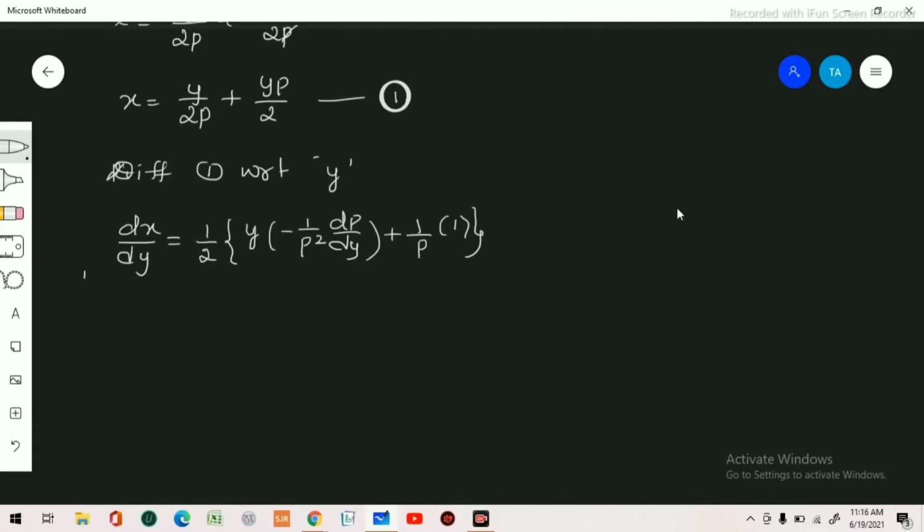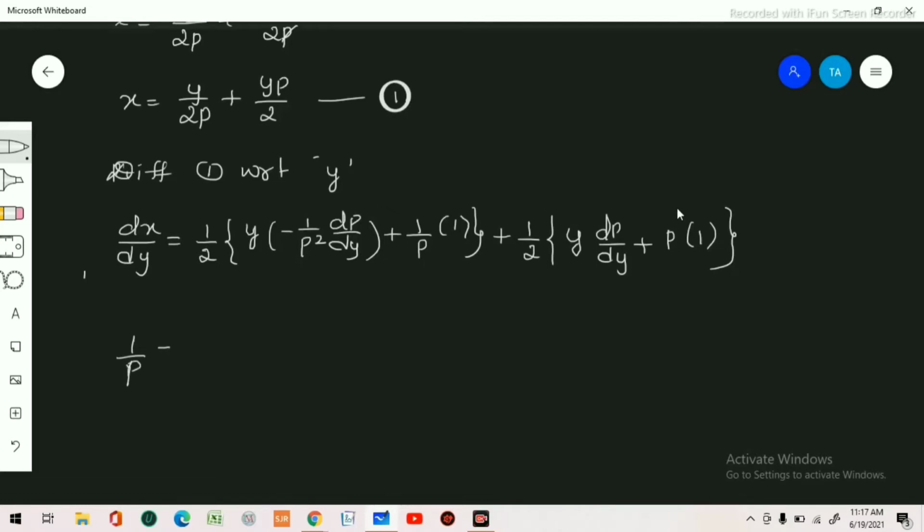Second part is also similar to that. Just see that half I'm keeping outside. First function I'm keeping as it is. Differentiation of second function is dp by dy, plus second function as it is, differentiation of first function is 1. I'm closing the bracket. Now third step is, what did I say? Put dx by dy value as 1 by p, 1 by p.